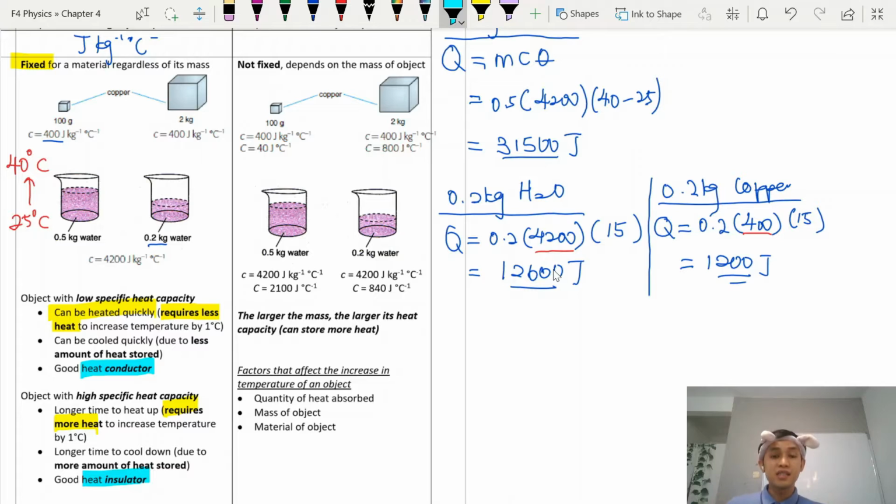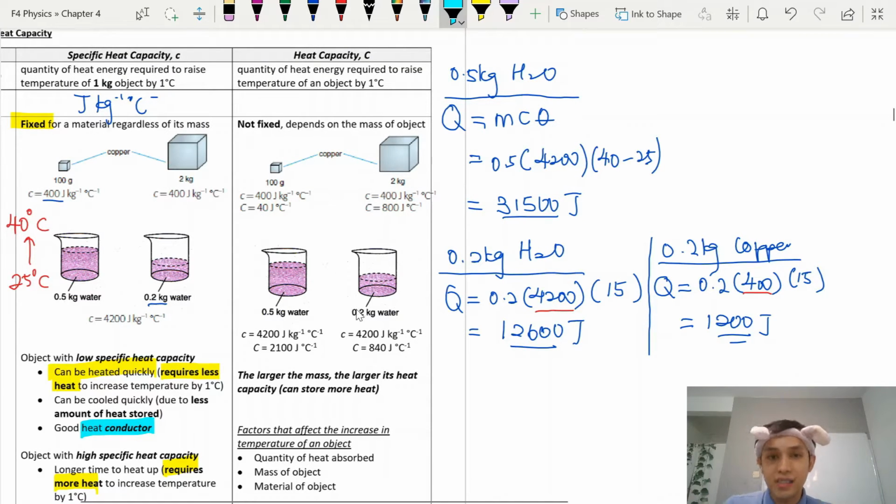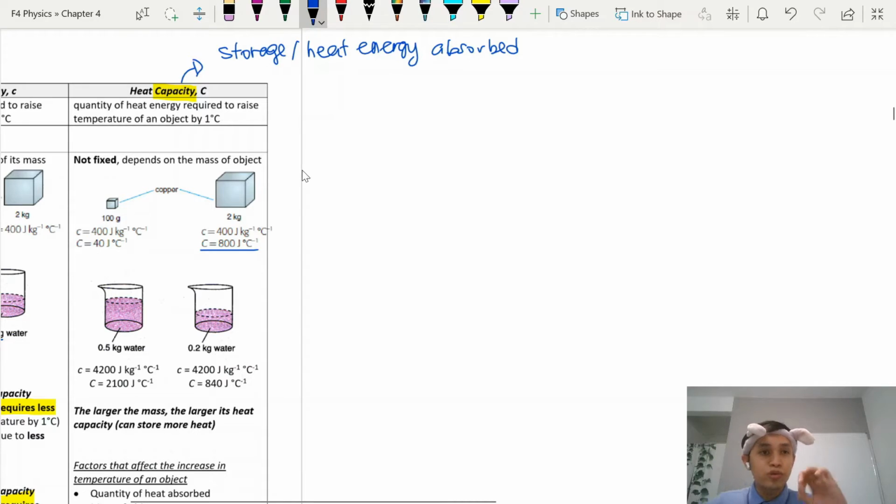So basically, we know what is going on in our daily life just by judging from our own experience. Just that now we are trying to prove the theory by calculation, by using the value given here, which is your specific heat capacity. So that is the first part on specific heat capacity. Now I'm going to move on to heat capacity.